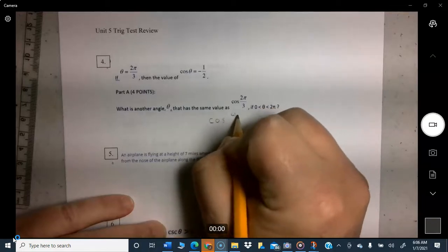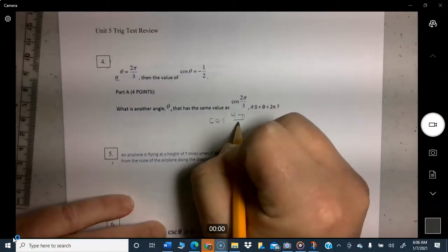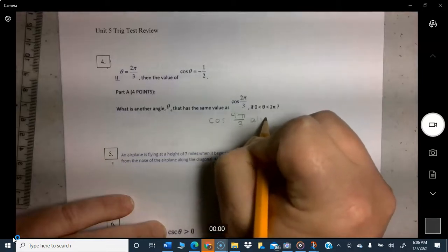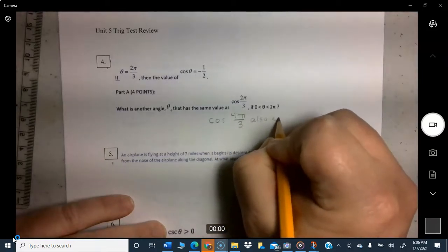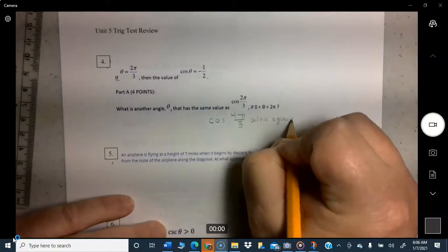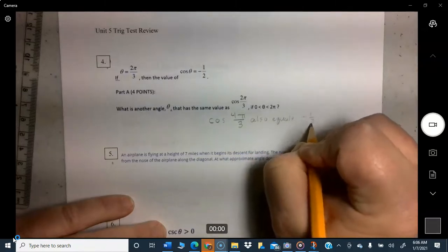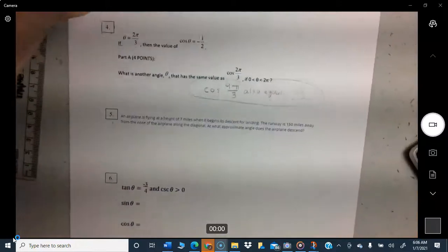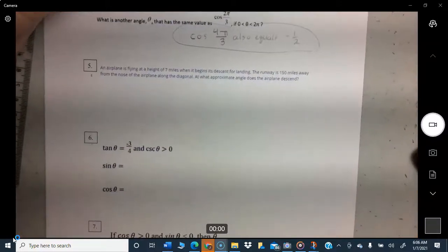So go ahead and just write the answer out completely. Okay, and there's your answer. So these questions aren't all long or difficult, okay?